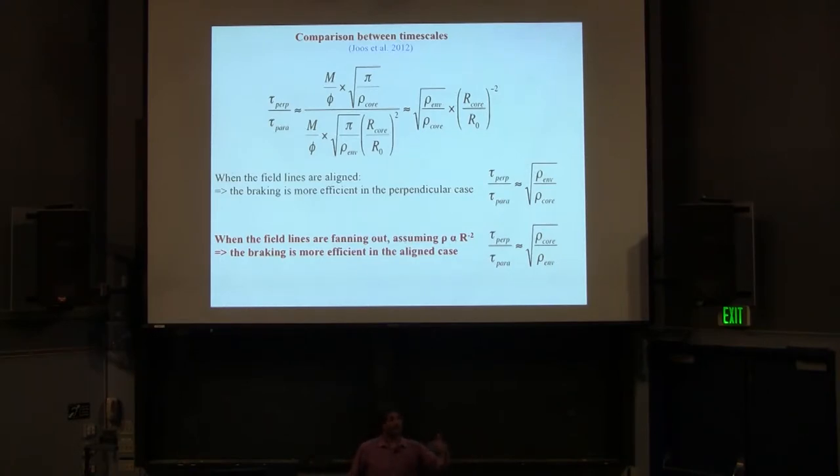Okay, so if now you compare the braking time in the aligned configuration, taking into account this effect, and the braking time in the perpendicular configuration, then you find, because of this correction here, that typically, if you assume then some density dependence like r to the minus 2, then you find exactly the reverse of what Mouschovias concluded, which I repeat is entirely correct for a core in which the field lines are not fanning out. Okay, so maybe for the initial phase of the core, this is fine, but for later phase, I think it's not because of this effect.